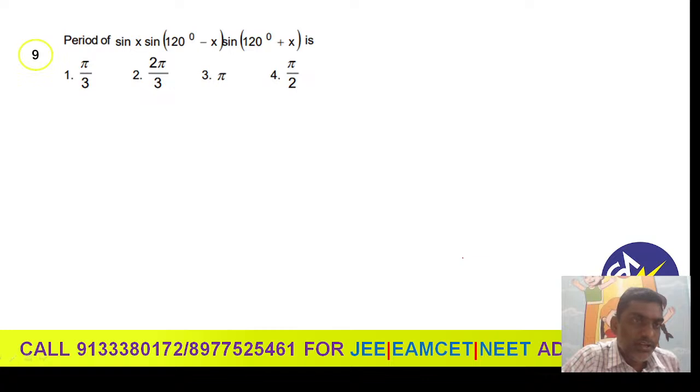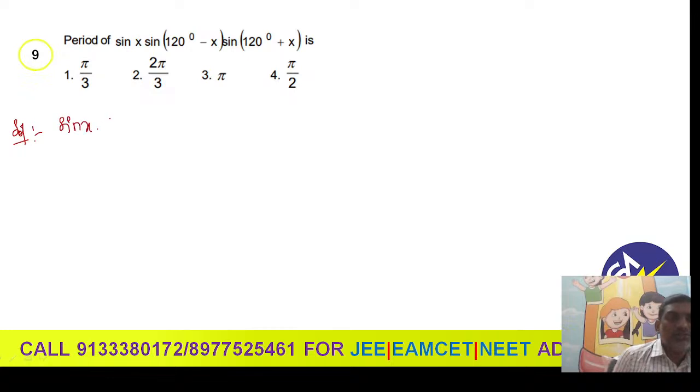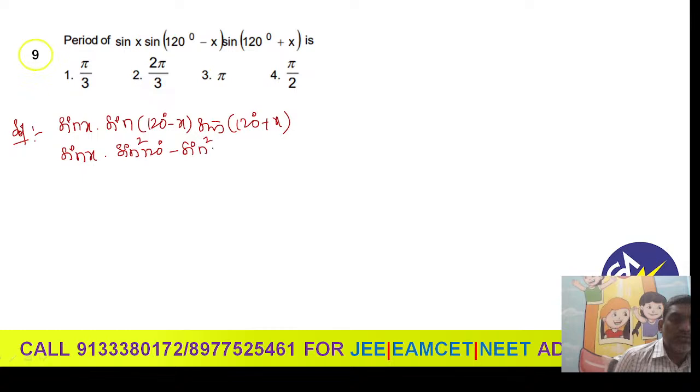What is question number 9? Question number 9 is the period of sin x into sine of 120 degrees minus x into sine of 120 degrees plus x. First let us try to simplify this. If you know what this is directly, you can write it. If you don't know, you can try to calculate this. So here we have sin x into sin a plus b into sin a minus b. What is it? Sin square a minus sin square b, that is sin square 120 minus sin square x.